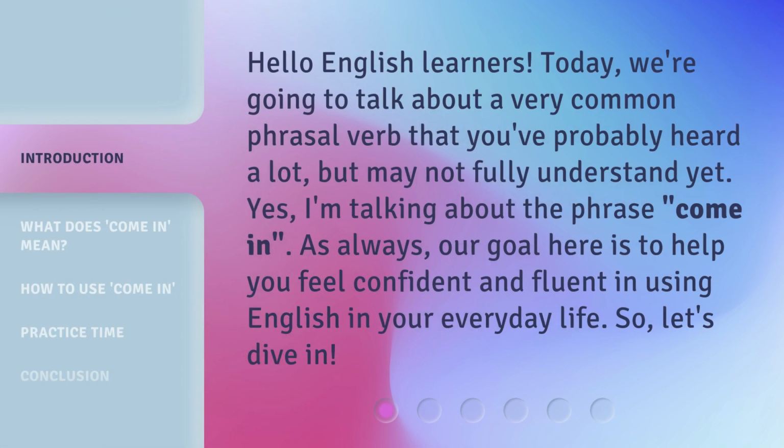Hello, English learners. Today, we're going to talk about a very common phrasal verb that you've probably heard a lot, but may not fully understand yet. Yes, I'm talking about the phrase, come in.